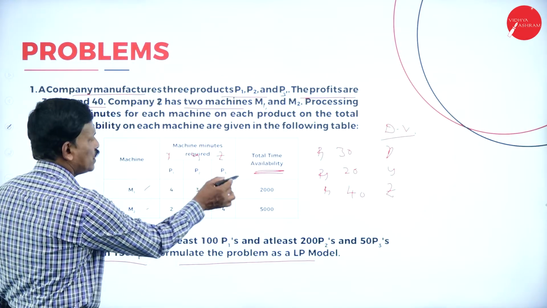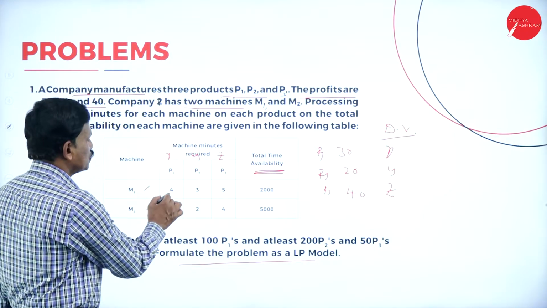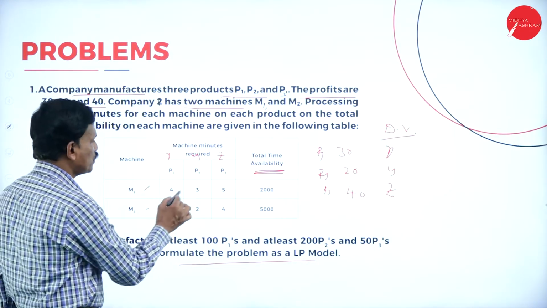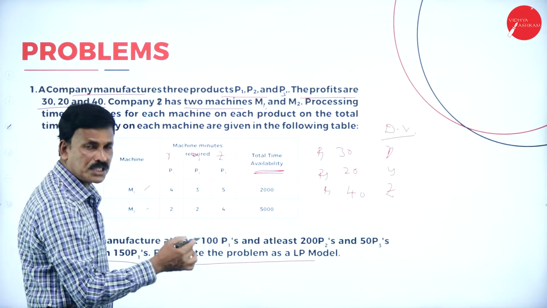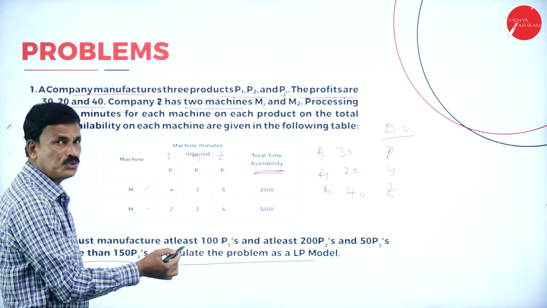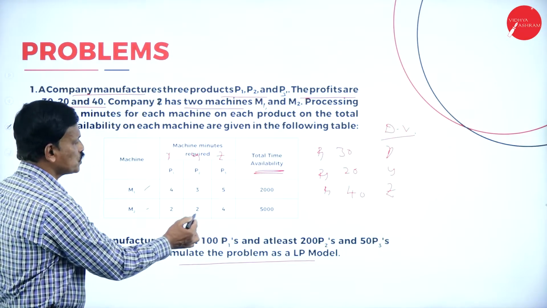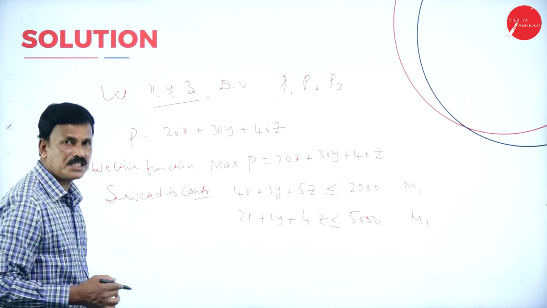So this is x, y, z for the machine M1. So we are going to get the equation 4x plus 3y plus 5z. The maximum time availability is 2000. Therefore, it is less than or equal to 2000. Similarly, for machine M2, 2x plus 2y plus 4z is less than or equal to 5000. That is what I have written.